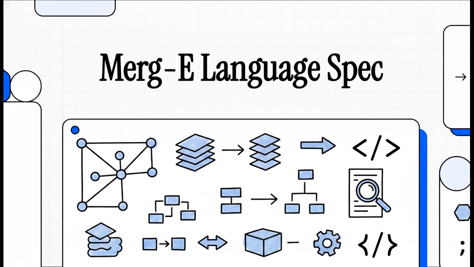Today, we're taking a highly structured analytical look at a genuinely fascinating piece of technical documentation, the Merg-E language specification. If you've been following the latest developments in decentralized infrastructure, you've probably caught wind of this project. We're going to break down exactly how this language is built, pulling directly from the developer specification posts.